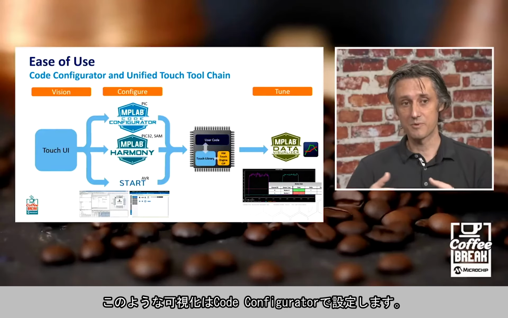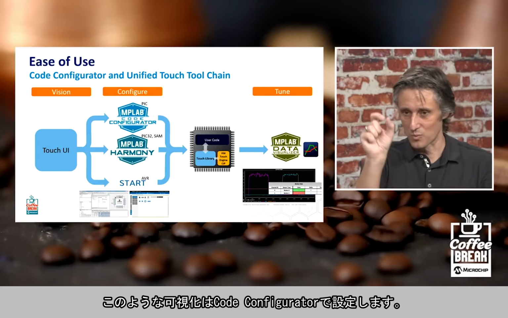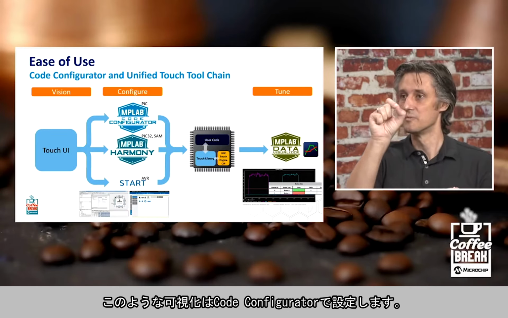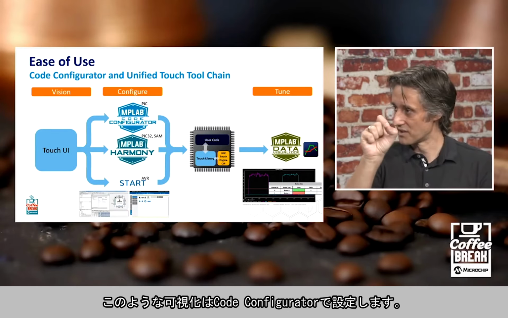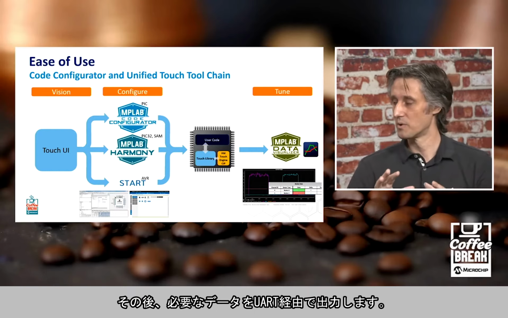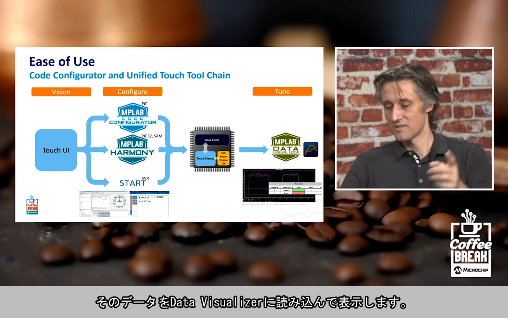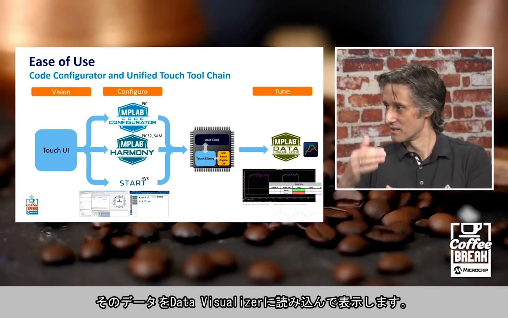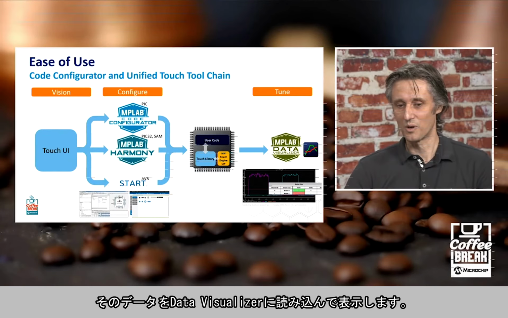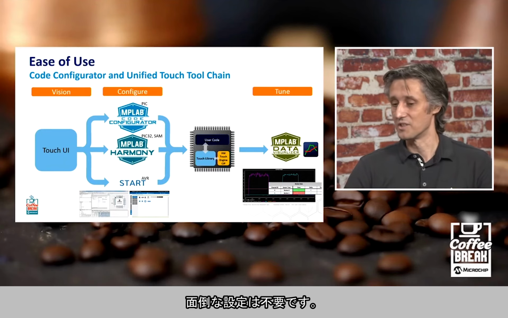Cool. So for that type of visualization, when you generate your touch project, there is one click you can do: I want to debug or tune my touch later on. And then we just stream out via UART all the data needed, and we give you the Data Visualizer, which visualizes all the necessary data in a nice predefined way, so you can do all of that out of the box. Nice. You don't have to spend time on it.